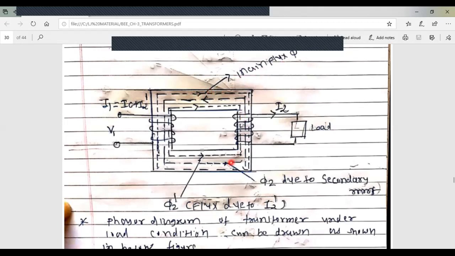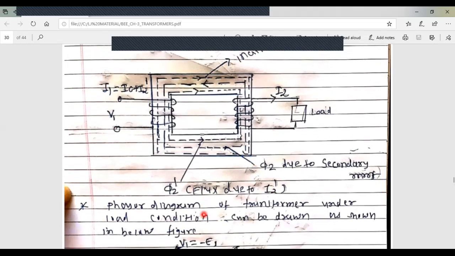Next, see this inner flux, the middle flux phi2. Phi2 is due to the secondary MMF N2 I2. Okay, and see that inner flux phi2 dash. Phi2 dash is opposite to phi2. Phi2 dash is linked with the primary winding, and the I2 dash current is due to that inner flux phi2 dash. So there are three fluxes: the main flux phi, the middle flux phi2 due to the secondary MMF, and the inner phi2 dash due to I2 dash.